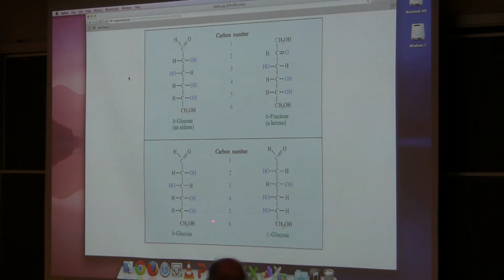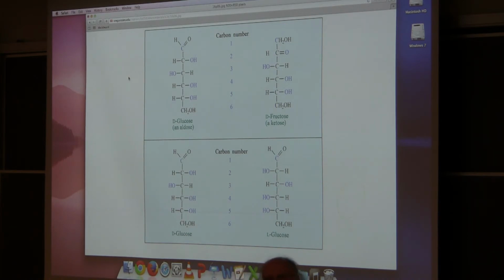However, if I were to ask you what the structure of L-glucose was, I would hope that you would remember that L-glucose is not just the bottom OH moved to the left, but in fact L-glucose is the mirror image of D-glucose. I've got to flip every carbon. All right? So here's the OH on the right for D-glucose, OH on the left for L-glucose. OH on the left for D-glucose, OH on the right for L-glucose. Right, left, right, left.